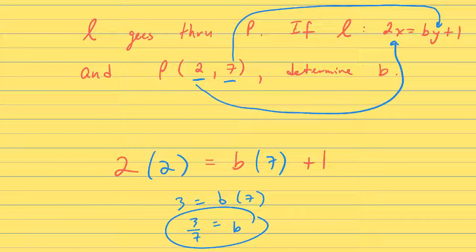And if you're not sure if that makes sense, here's what you do. You take the 3/7, right? You plug it back in for b up there, plug the 3/7 in for b, and then plug the coordinate in for x and y and see that it actually is a true statement. And that's how you know it's right.